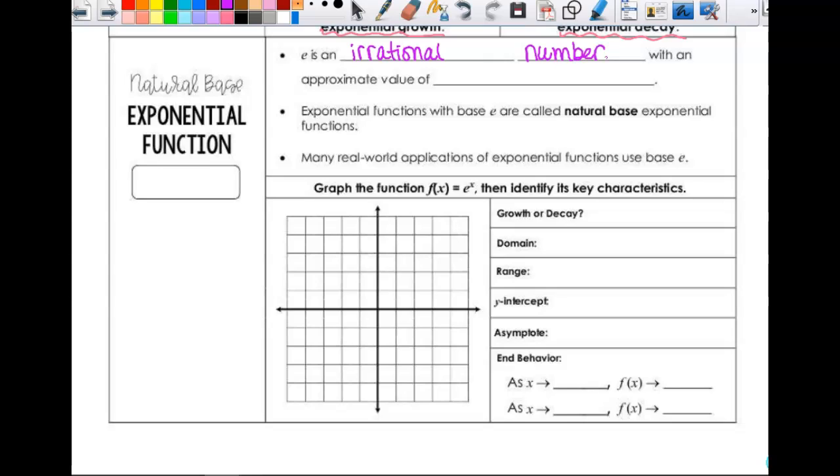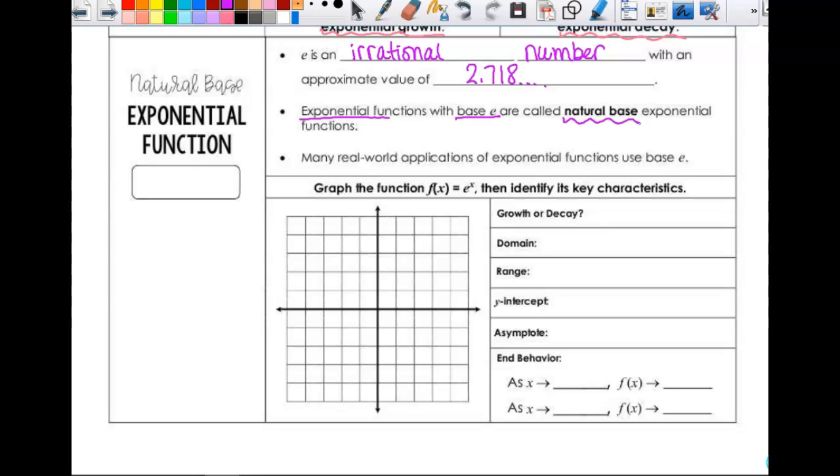Meaning I can't make it into a fraction. It's going to go on forever, it doesn't repeat. It has an approximate value of 2.718, blah, blah, blah. Okay, so we're going to look at it as an estimate of 2.7, but about 2.718. Exponential functions with a base e are called natural base exponentials.